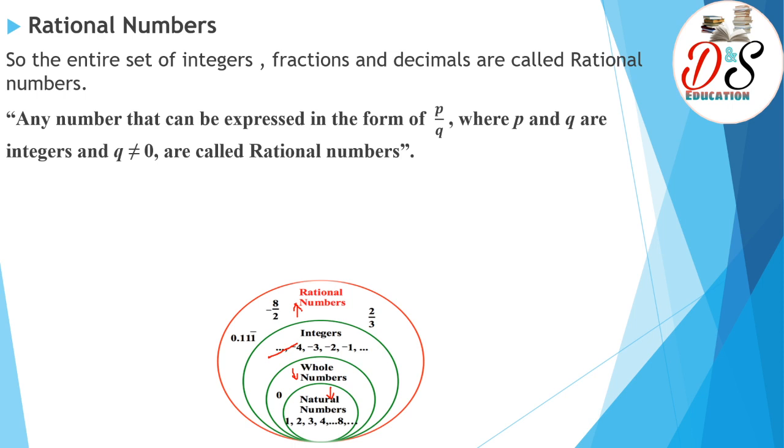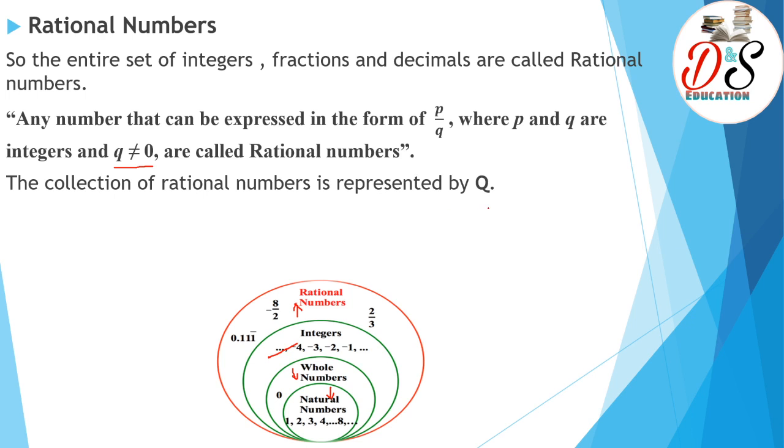So we have to define rational numbers. How will we define that? Any number that can be expressed in the form of p upon q, where p and q are integers. Remember, this is the difference between rational numbers and fractions. In the case of fractions, p and q are whole numbers, but here p and q are integers. And the second criterion is that q is not equal to 0. Remember, I told you earlier, q is not equal to 0 because division by 0 is not possible. So the collection of rational numbers is represented by Q.